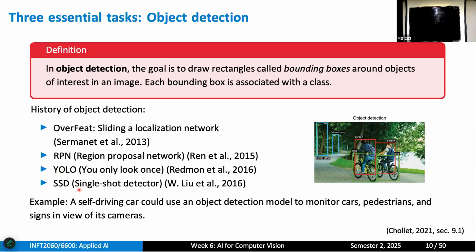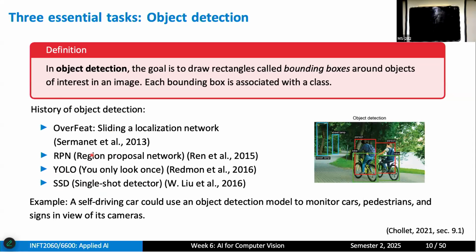SSD is the single shot detector. The single shot detector combines the speed of YOLO with improved accuracy by using a series of convolutional feature maps at different scales to detect objects. And this allows the SSD to handle objects of various sizes more effectively. Okay, so that's the example of object detection.